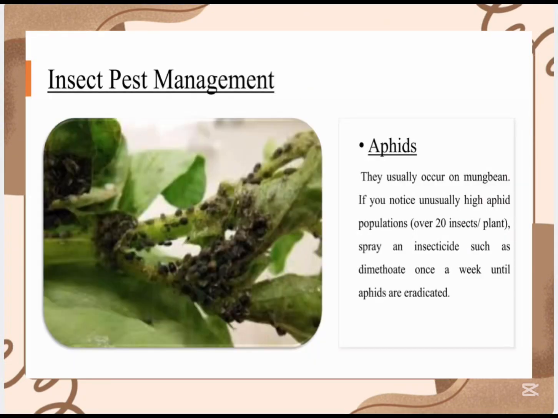Insect pest management. Aphids. They usually occur on mung bean. If you notice an unusually high aphid population, over 20 insects or pests, spray an insecticide such as dimethoate once a week until aphids are eradicated.